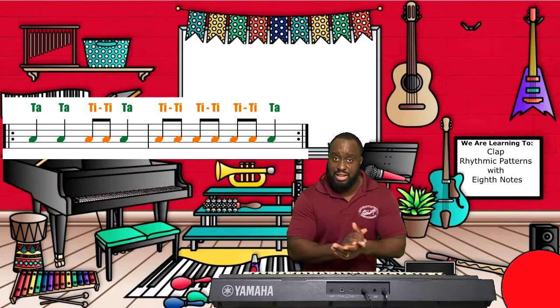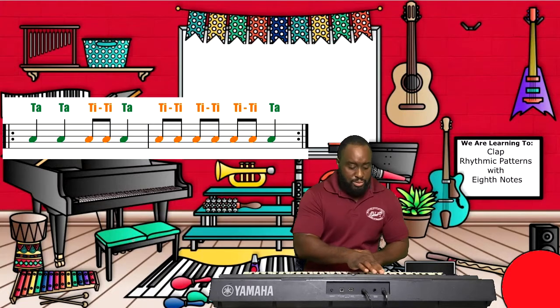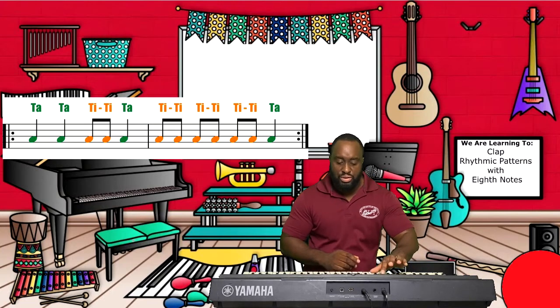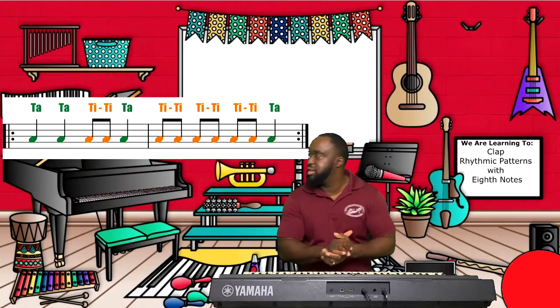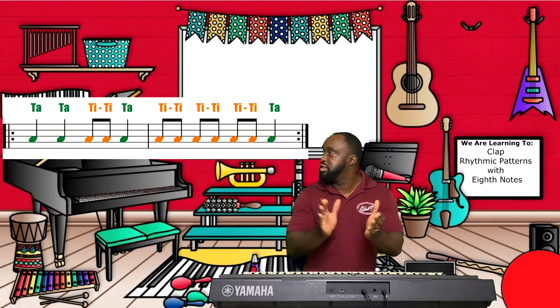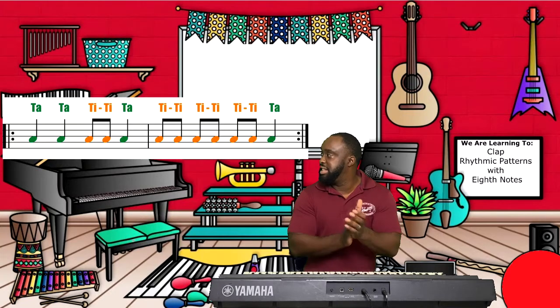So you want to try the whole example now? Let's try the whole line, okay? And we're going to put a little rhythm to it. Here we go. I'm going to slow it down just a little bit. One, two, ready and go. Ta, ta, ti-ti, ta. Ti-ti, ti-ti, ti-ti, ta.